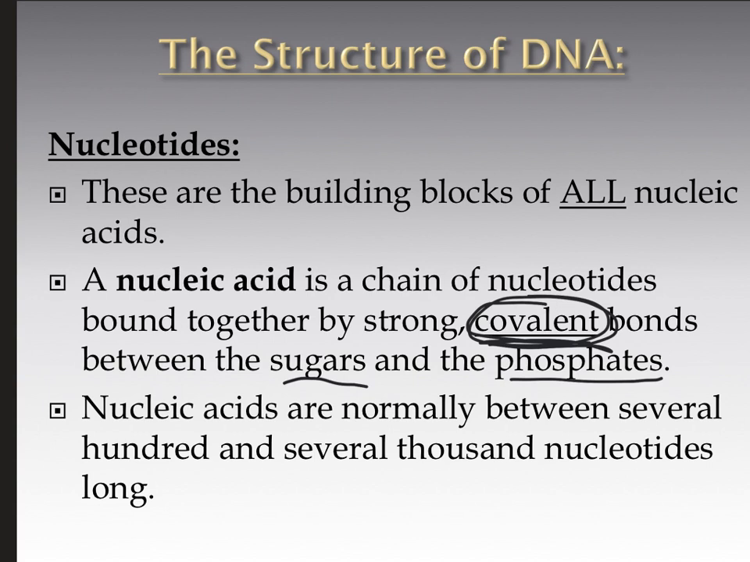So we talk about chromosomes. Chromosomes are made up of DNA. It's just one long DNA strand of thousands to hundreds of thousands to millions of nucleotides, all in order.